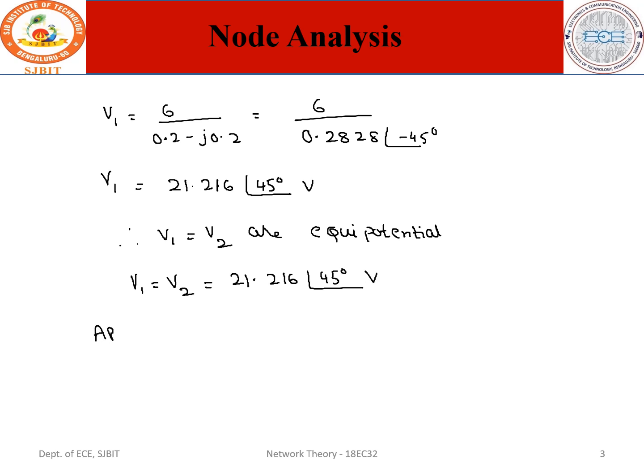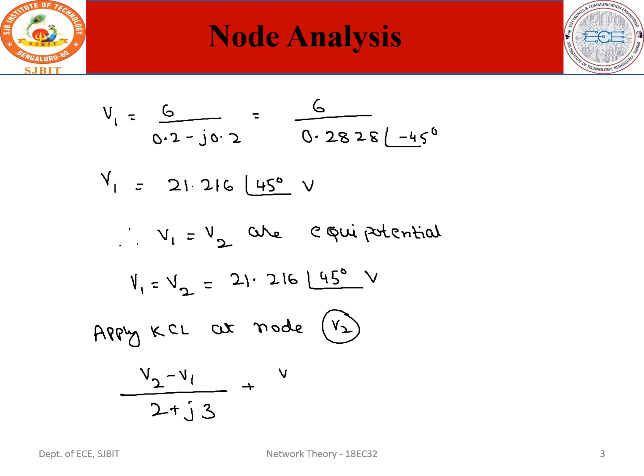Similarly, apply the KCL at node V2. Then we can write an expression like this: V2 minus V1 divided by 2 plus J3, plus V2 by 6, plus V2 minus Vx divided by 4, is equal to 0. But it is given that the current flowing through this branch is 0. Therefore, this term will be 0. The remaining terms you have to write.